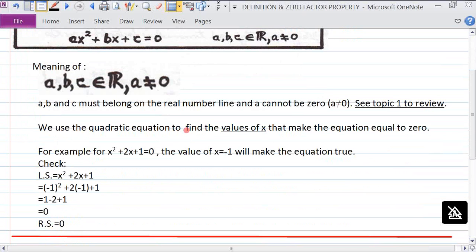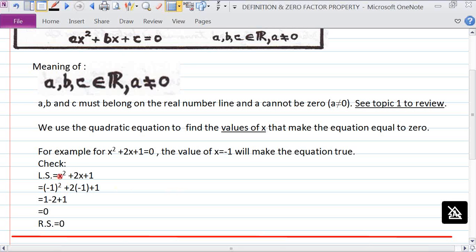We use the quadratic equation to find the values of x that make the equation equal to 0. We take this equation here. For reasons that we will explain very shortly, the value of x equals minus 1 will make the equation true. Let's see if that's true.